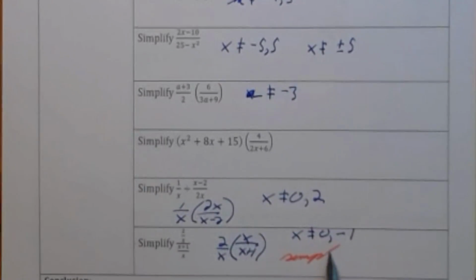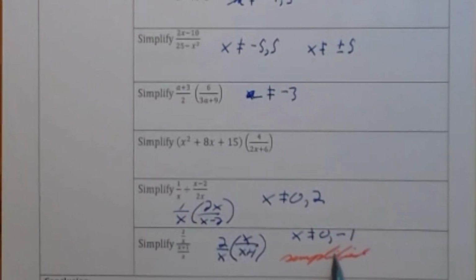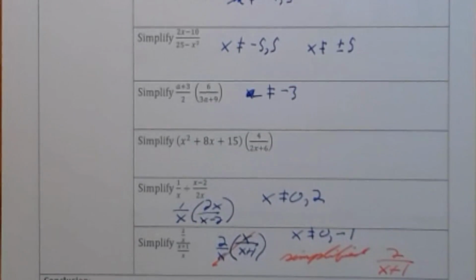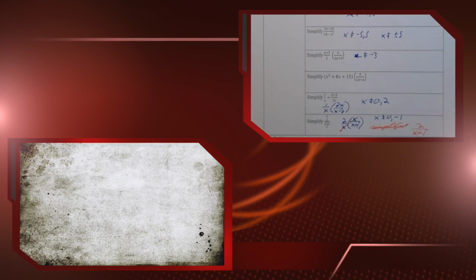We have to be careful during problems like this because in its simplified form, that's 2 over x plus 1. That 2 over x plus 1 makes it look as if there is only one excluded value. We can't forget about 0.